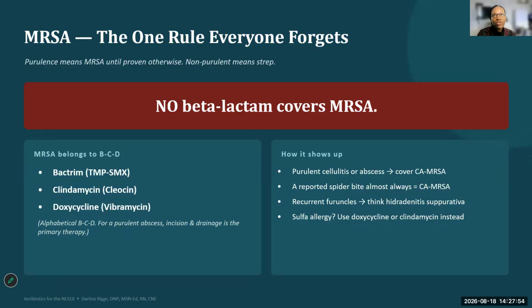A couple more special ones I want to point out to you. When it comes to MRSA, you must remember no beta-lactams will kill MRSA. So forget 1, 2, and 3. For MRSA, memorize Bactrim, clindamycin, doxycycline. And if they give you all 3, you're going to rule out the allergies, right? You're going to look at pregnancy. That's how you work your way through that one. So if you see purulent, think MRSA. Non-purulent, then that's a strep one.